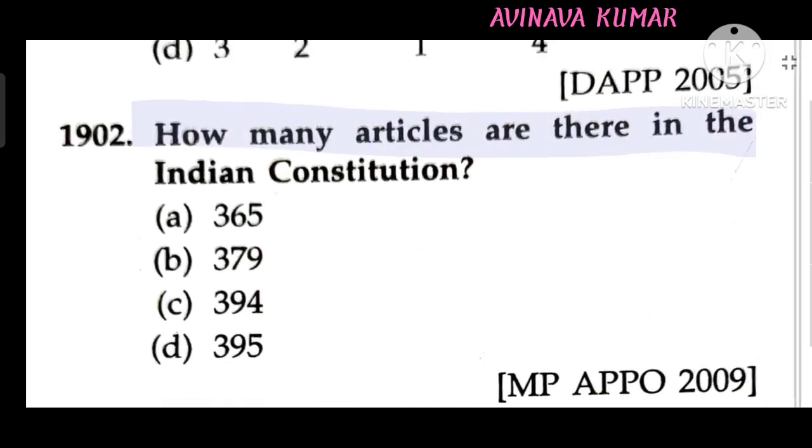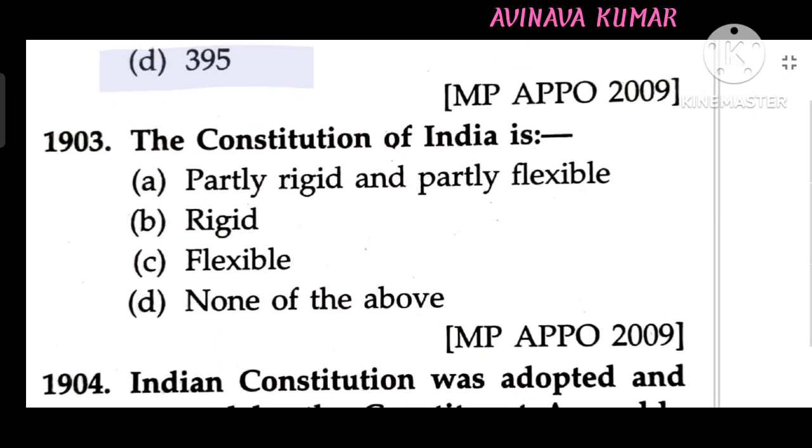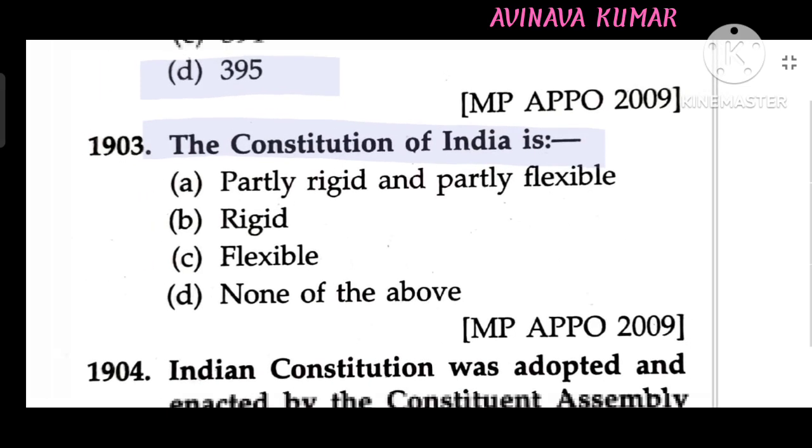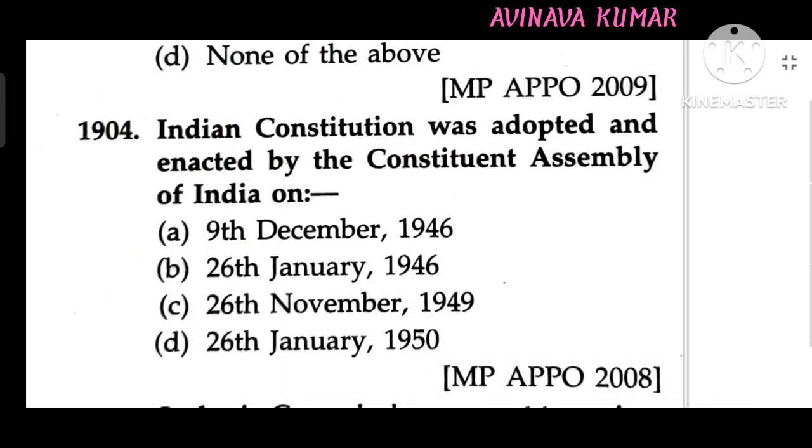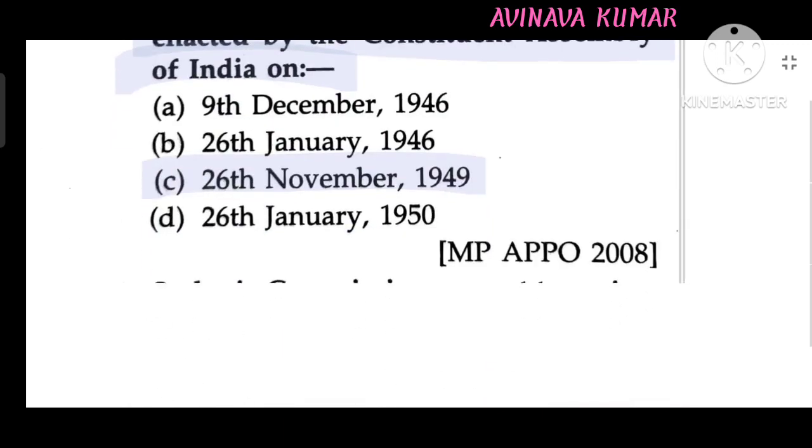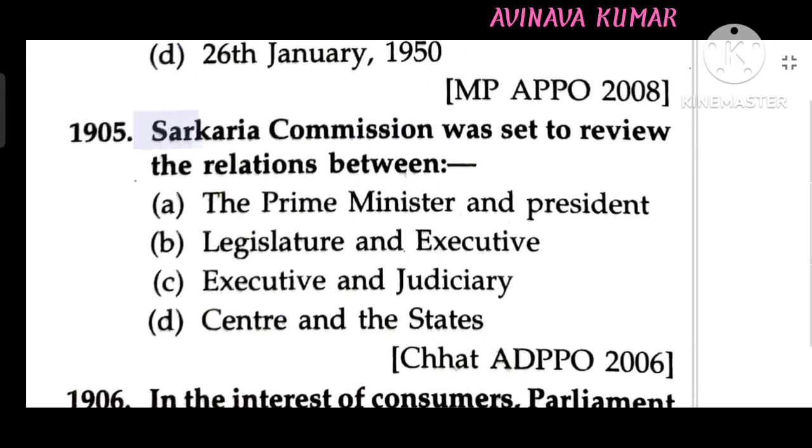How many articles are there in the Indian Constitution? Answer: 395. The Constitution of India is partially rigid, partially flexible. The Indian Constitution was enacted by the Constituent Assembly on 26 November 1949. The Sarkaria Committee was set up to review the relationship between the Centre and the State.